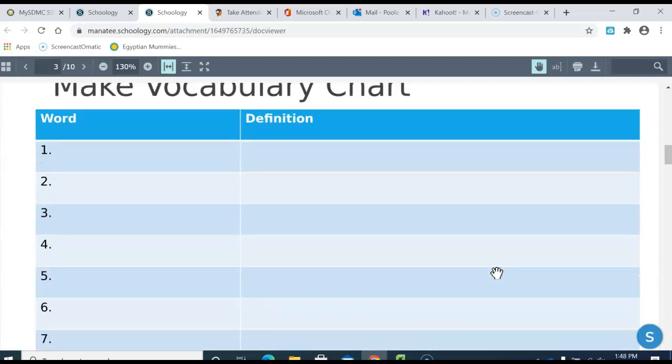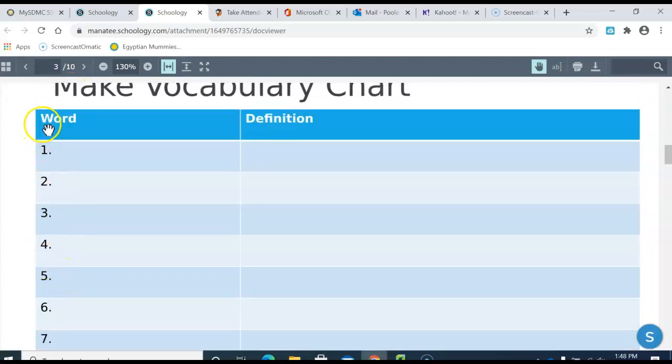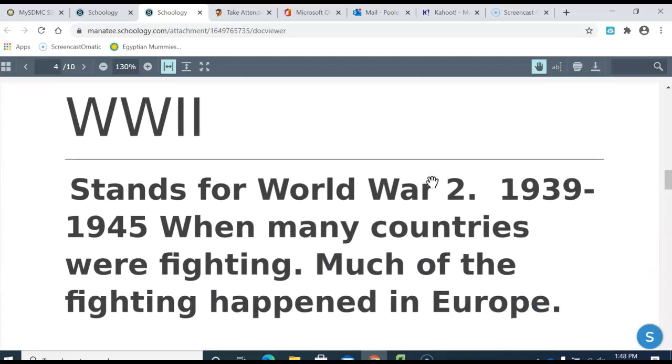So for your vocabulary, this is what your paper should look like. There are going to be 7 words, and you should have word as a column and definition as a column. So go ahead and pause me while you draw that. Okay, so assuming that you've pressed play and have me back, you're ready to go.